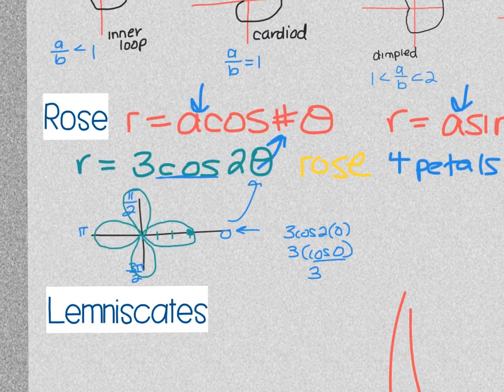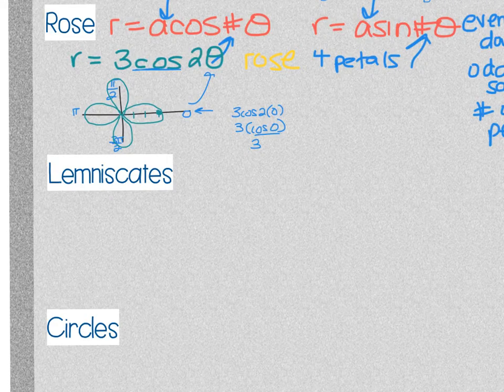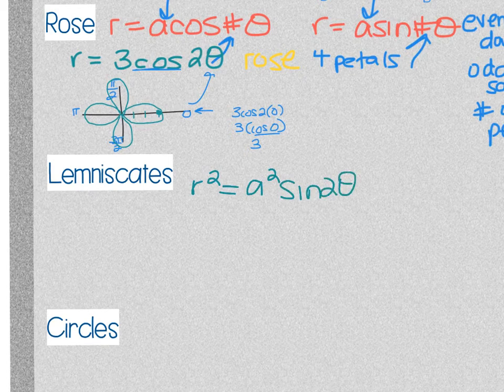And again, if you can't figure out your pattern or your symmetry, you would just have to plot extra points. The lemniscate is your infinity shape, and these are your only r squared. So this would be r squared equals a squared sine 2 theta, or r squared equals a squared cosine 2 theta. Again, they're the only ones that are squared, which means these are going to be symmetric to your pole. They can also be symmetric to your polar axis if they're cosine.